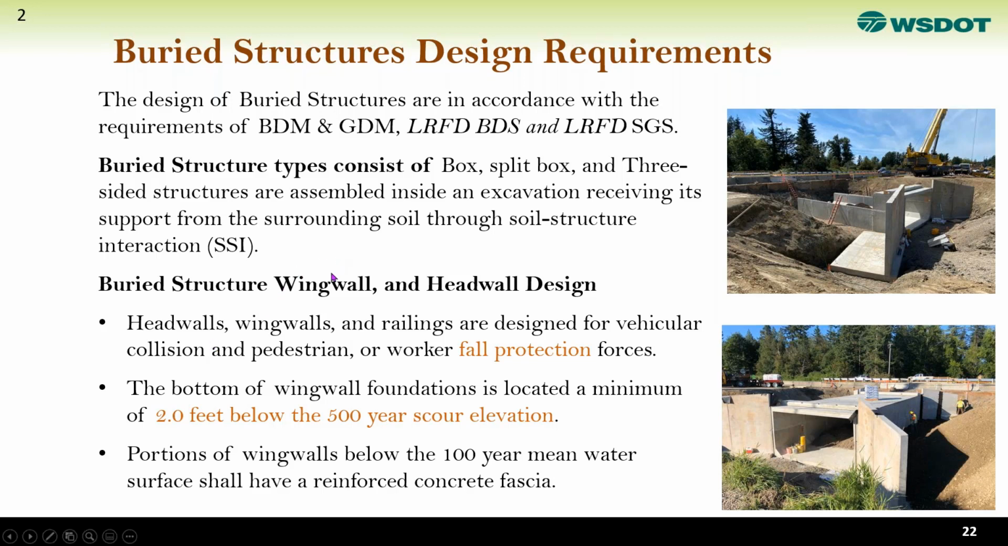Buried structure consists of a split box and three-sided. Either one of those is a buried structure that's built in a channel and then filled with soil. So the overall, final behavior is based on soil-structure interaction: a buried structure with surrounding soil that works together. And then the buried structure wing wall and head wall. This is a quick walk through. The head wall, wing wall, and railing are designed for vehicular collision and fall protection. And the bottom of the wing wall is located within 2 feet below the 500-year scour elevation.